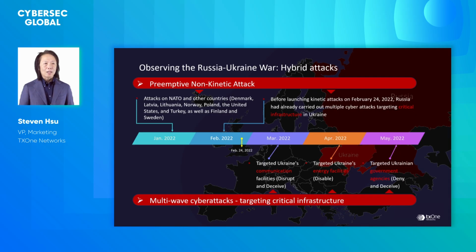In April, they conducted the second wave attack. The main target was energy facilities. For example, the state-sponsored group leveraged Industroyer2, targeting the power grid, which caused a power outage in Ukraine. In May, the third wave attack happened. They targeted Ukraine government agencies. Through collaboration between the threat actors, they launched several DDoS and also wiper attacks.